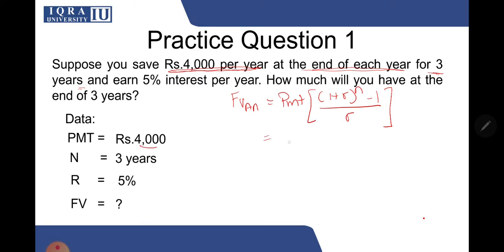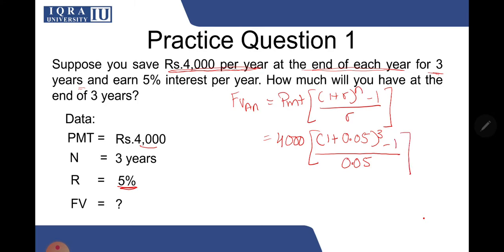So the PMT is 4,000, so we have 4,000 over here. The rate is 5%, so I'm going to write 0.05. N is 3. Then (1.05)^3 minus 1 over 0.05. First I'm going to solve the bracket. So if you solve this, your answer is coming. Okay, let me erase. 3.1525.